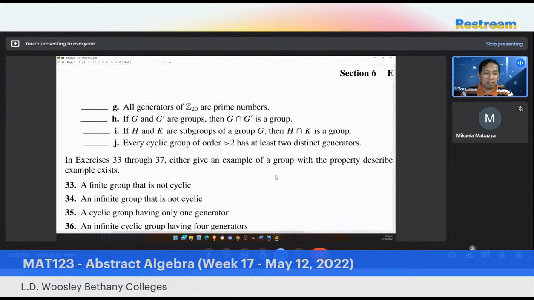Generators normally produce the identity. Not only the identity itself, but there are some elements of the group that are generators, and that would include those that produce the identity. So, every cyclic group of order greater than 2 has at least 2 distinct generators, true or false? It's true.